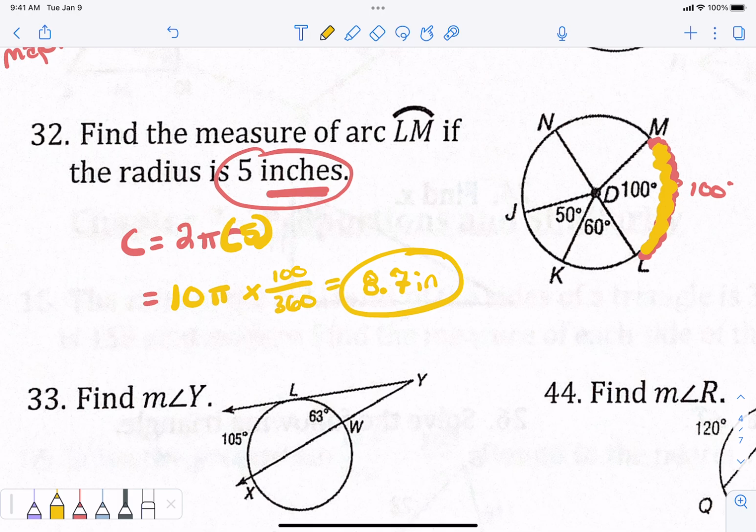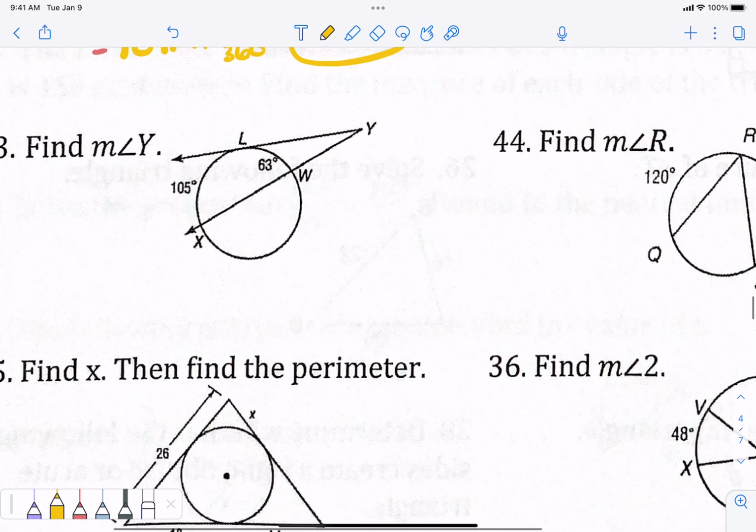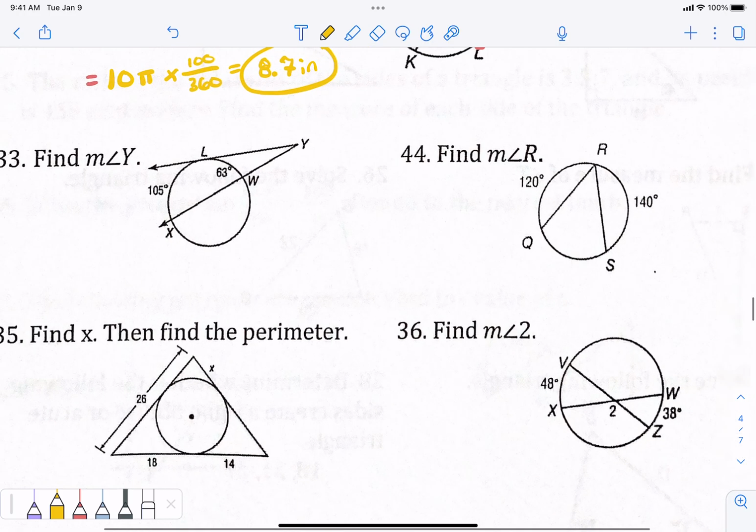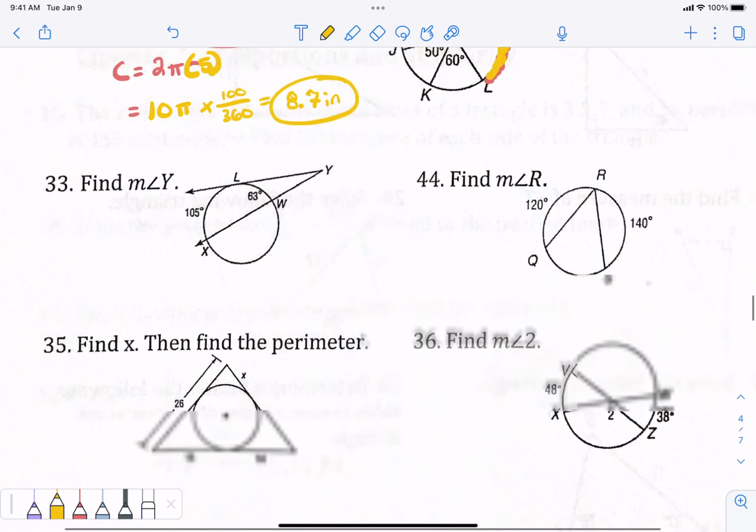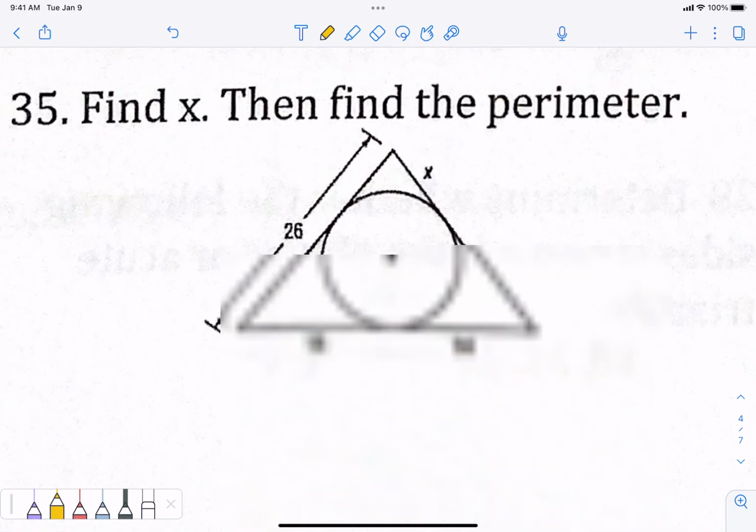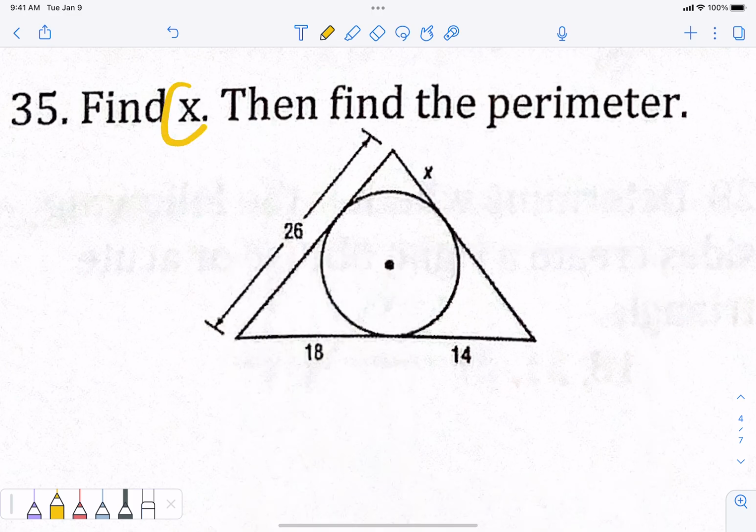All right. If you guys need to take a break and pause, please do. This is going to be kind of a long video because this middle section, that first part was a lot. Okay? All right. Let's talk about 35 first. Let's do that one. This one's easier. 35. Find x and then find the perimeter.